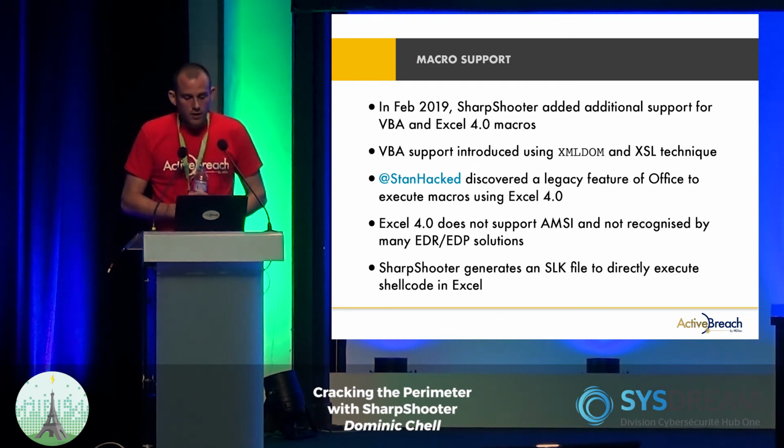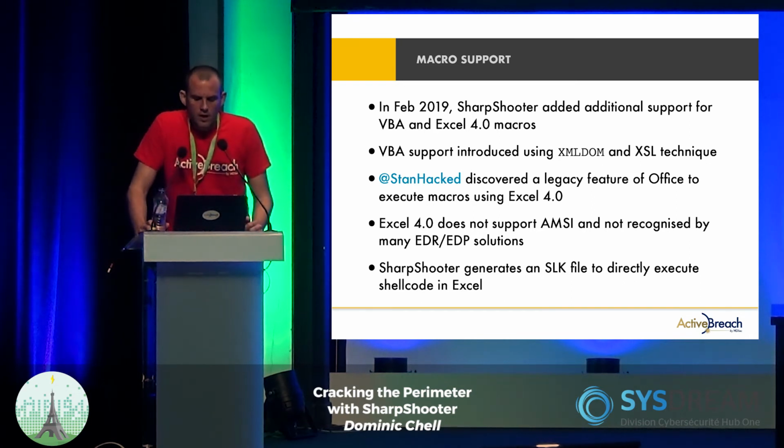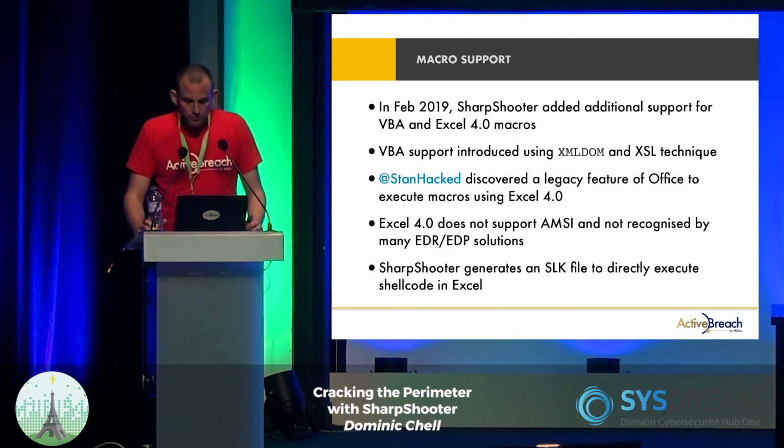The XL4 trick was quite interesting. This followed on from some research that was performed by Stan from Outflank. Stan basically discovered that there was a legacy feature of Office that allowed you to execute macro code without VBA. This technique had long been forgotten about, and the engine for it didn't actually support AMSI, so you didn't really need to worry about AMSI. A lot of the EDR and AV solutions base their detection around traditional VBA P-code. So again, this got around a lot of EDRs, and we've had a lot of success with it.